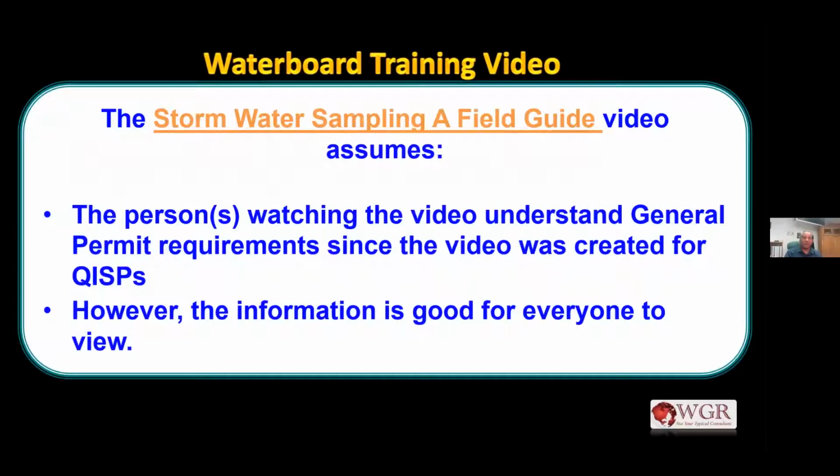There are a couple of assumptions in this video that I need to make sure you know. One, the people watching this video are understood to be QISPs or QISP candidates, in other words, people who are going to be QISPs. With that understanding, those people should already have a good working knowledge of the general permit. It's hard for me to see someone with my credentials who doesn't know the permit. The whole point of the credentials is to say, hey, I know the industrial general stormwater permit. So they're assuming people who watch this video have some background on it.